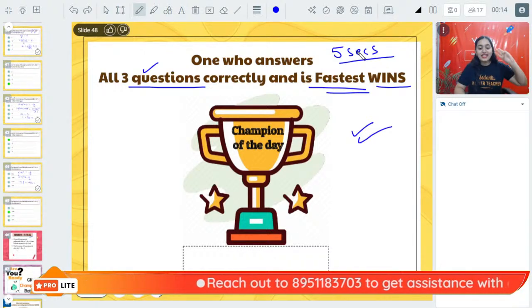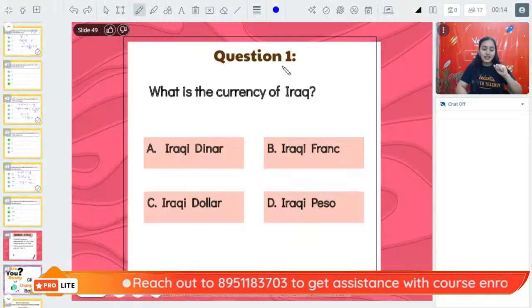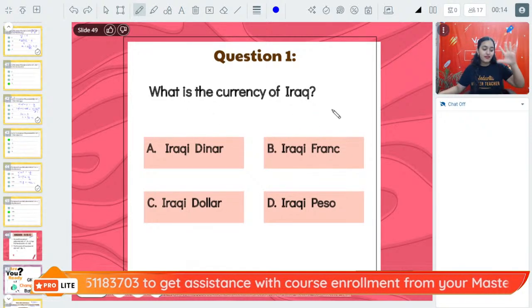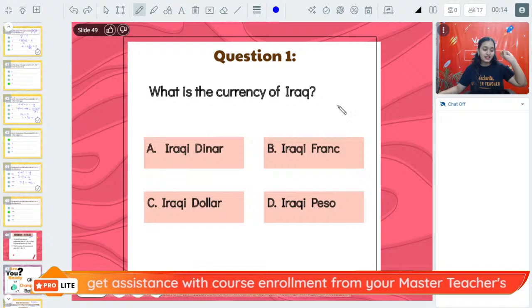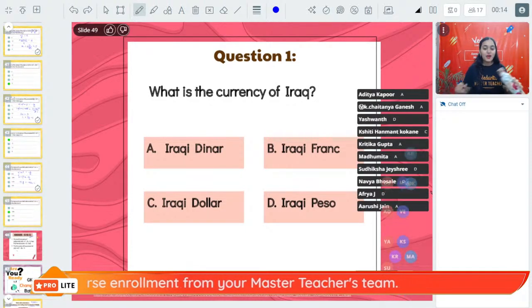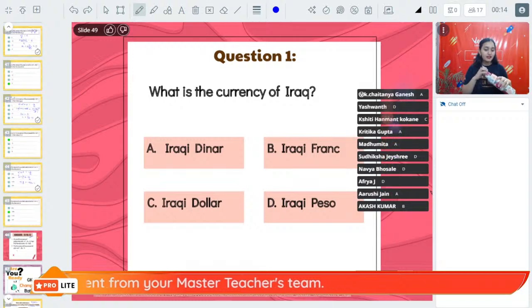Chalo. Three, two, one, and here comes question number one. What is the currency of Iraq? Five, four, three, two, one, go. Mark your answers. What is the currency of Iraq?